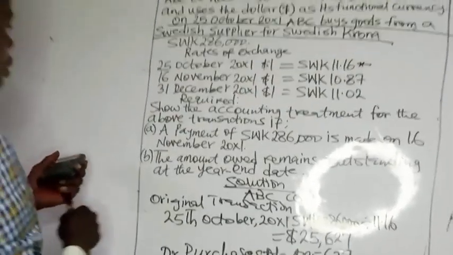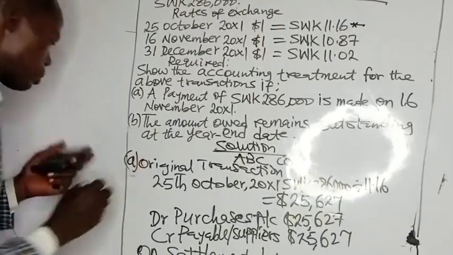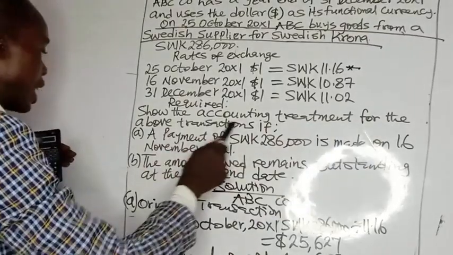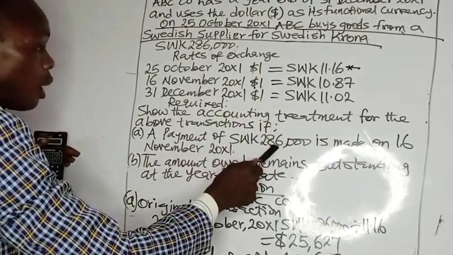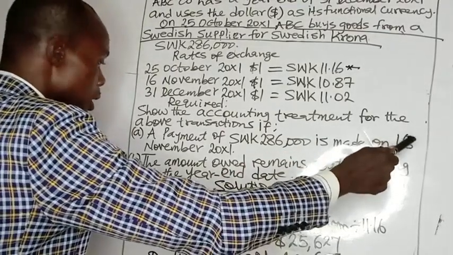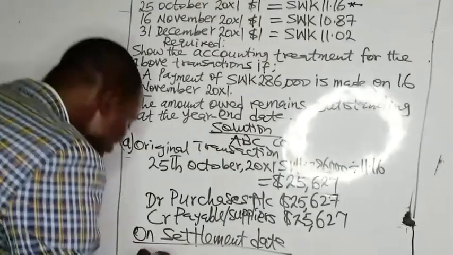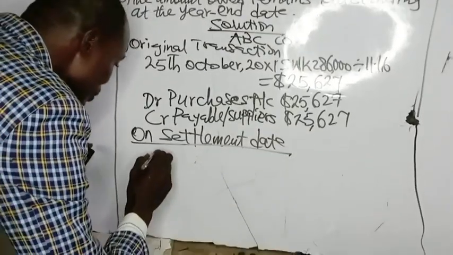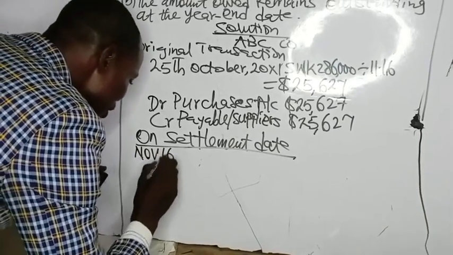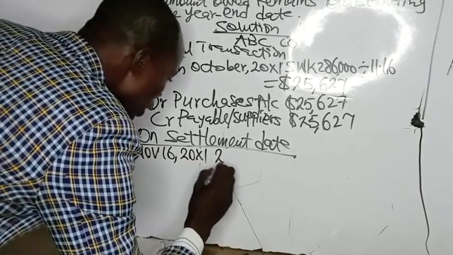So I'm answering the A part of the question. In A part of the question, you have to show the accounting treatment for the above transactions if a payment of $286,000 is made on 16th of November 2021. So the settlement date is November 16, 20x1.